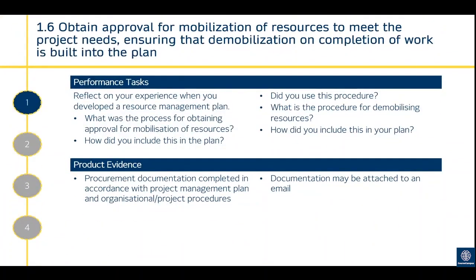1.6. Obtain approval for the mobilisation of resources to meet the project needs, ensuring that demobilisation on completion of work is built into the plan. So this is you now looking to mobilise and to acquire the resources. So there's a bit of an overlap between this criteria and outcome 2.